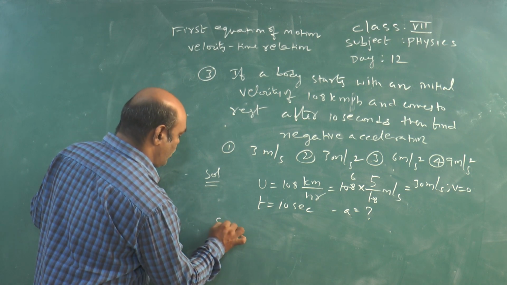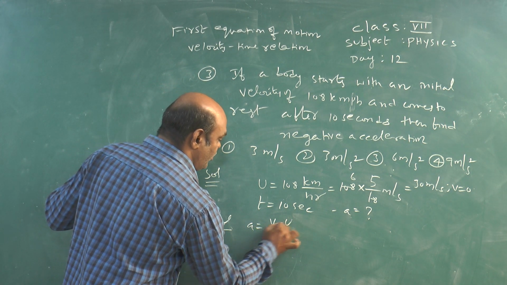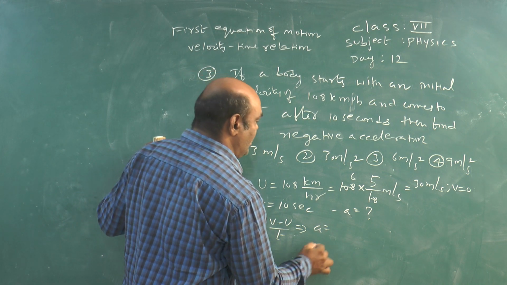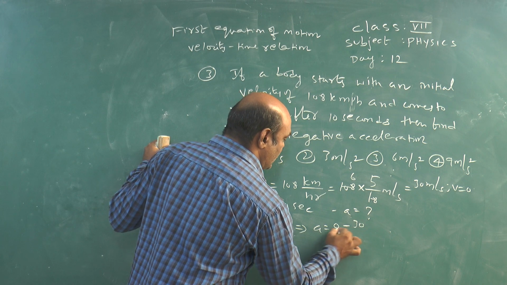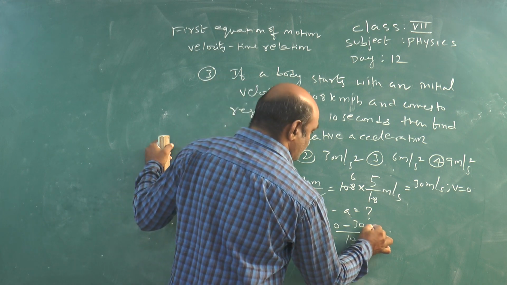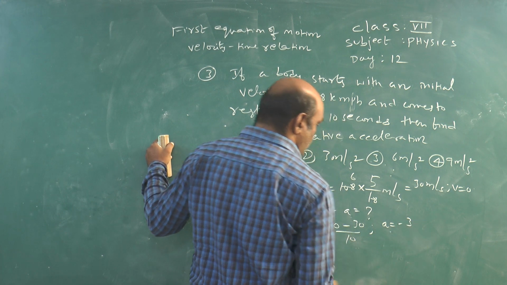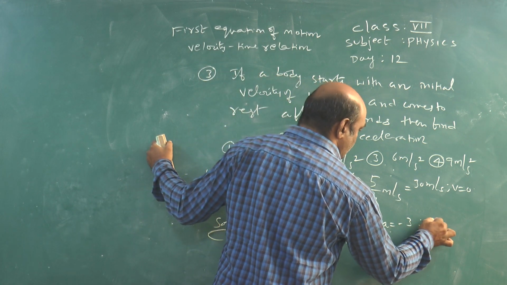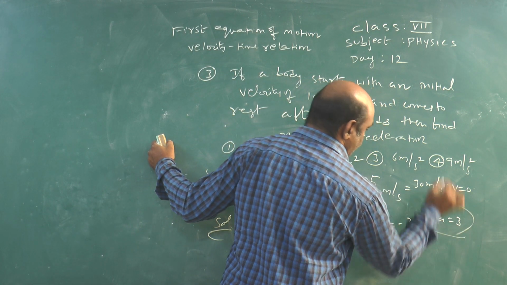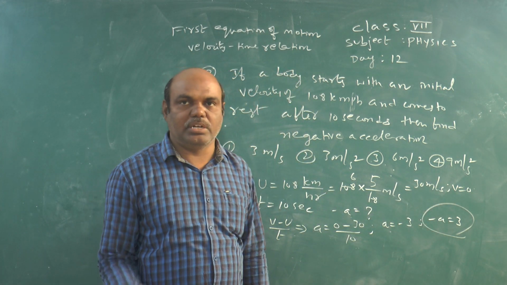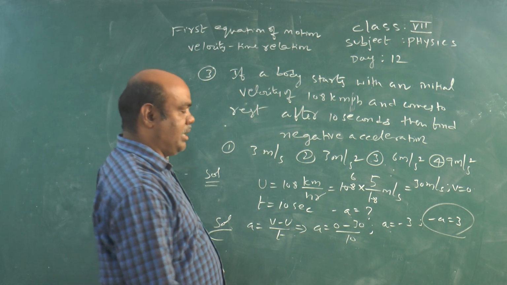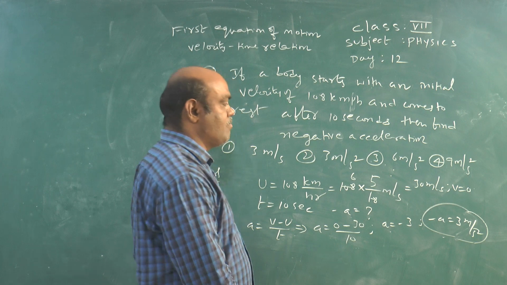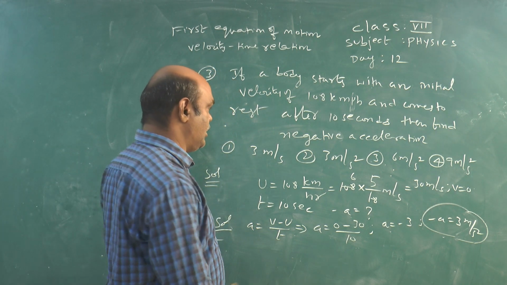So what is the basic formula? a equal to v minus u by t. So a equal to 0 minus 30 by 10, so a equal to minus 3. So minus a equal to 3, because they are asking for negative acceleration. Minus a equal to 3, but the units are meter per second square. So 3 meter per second square is the answer.